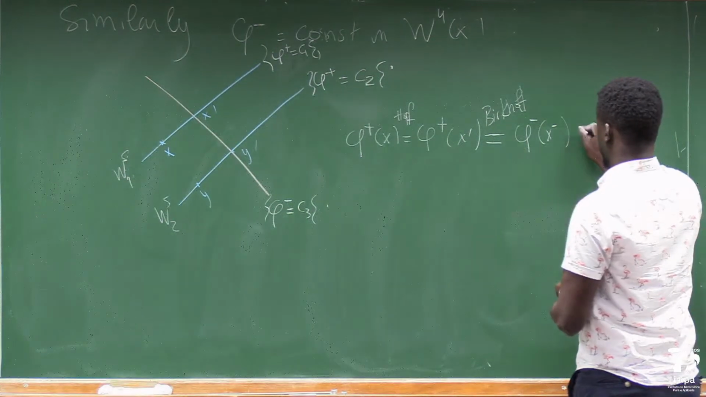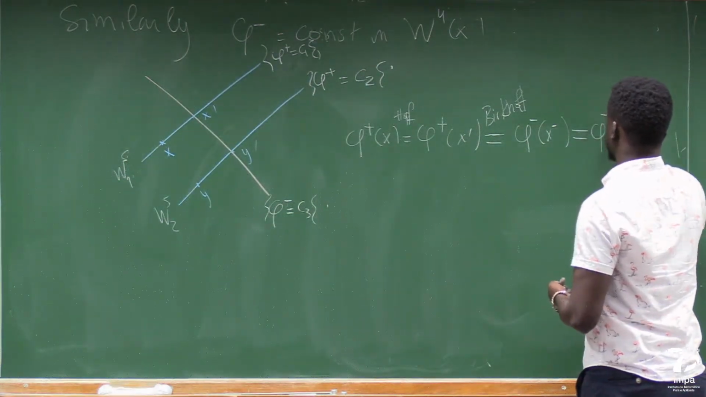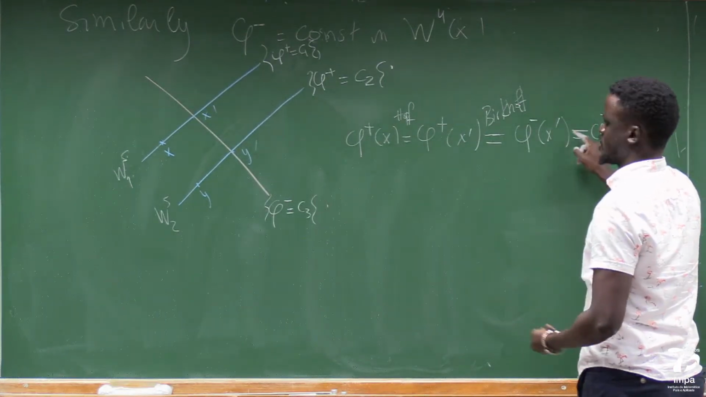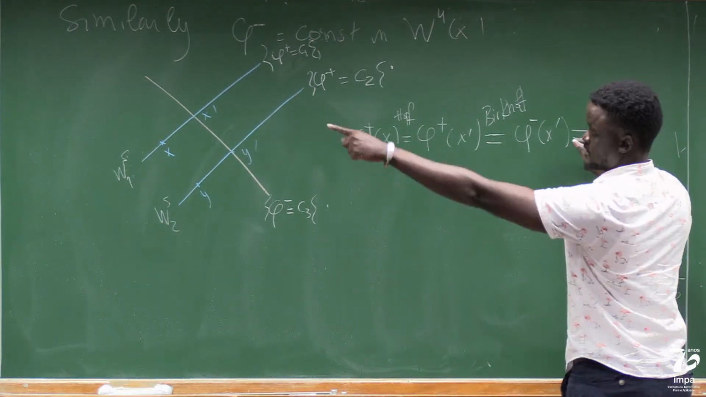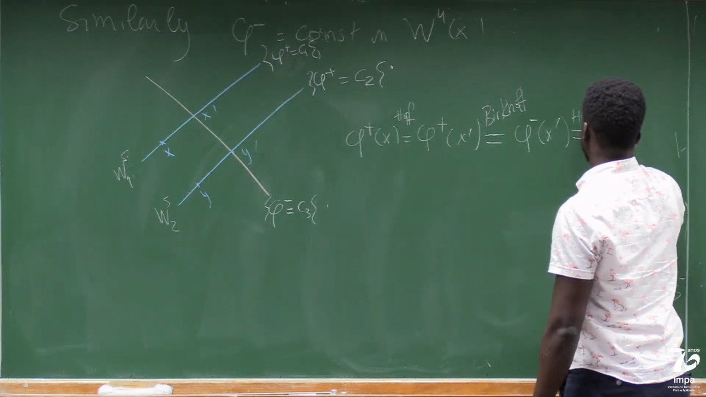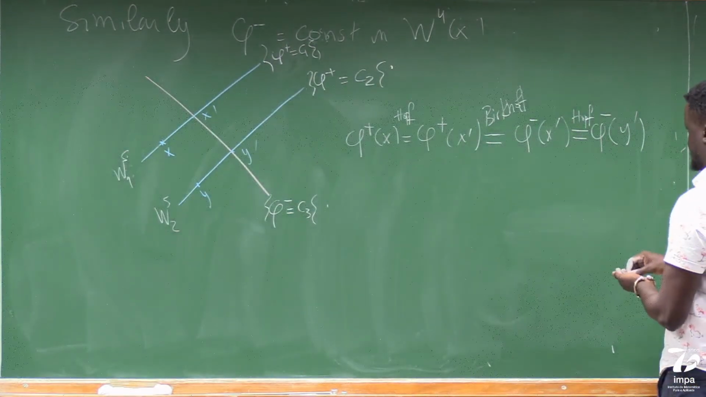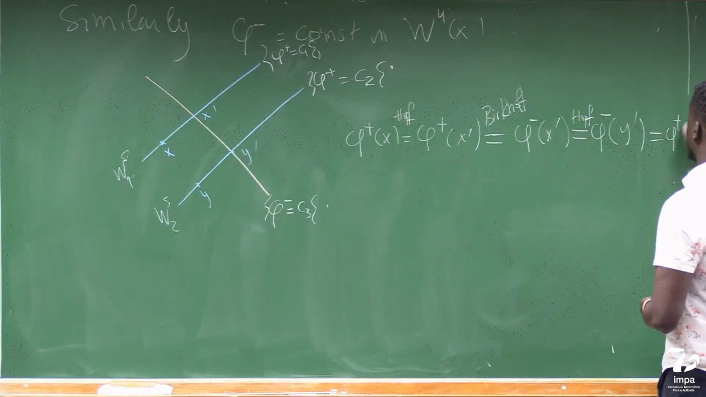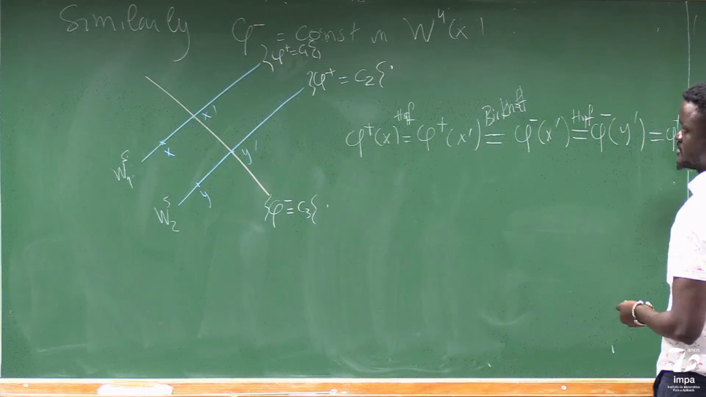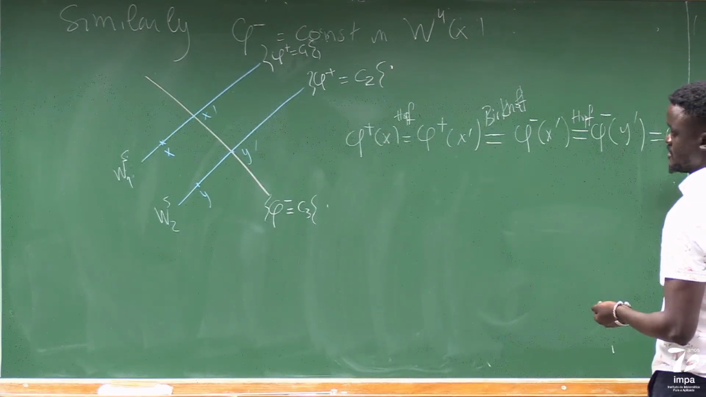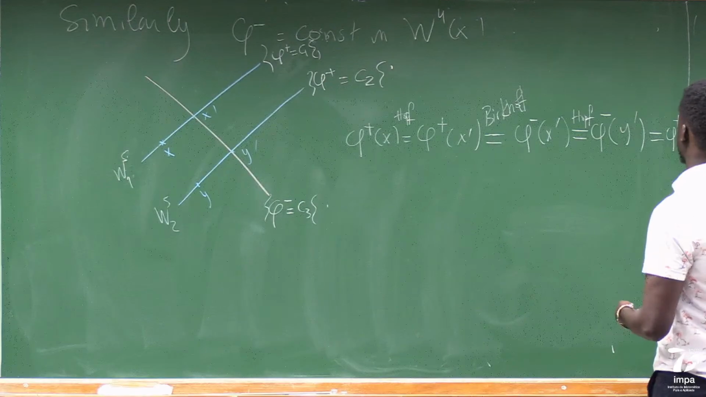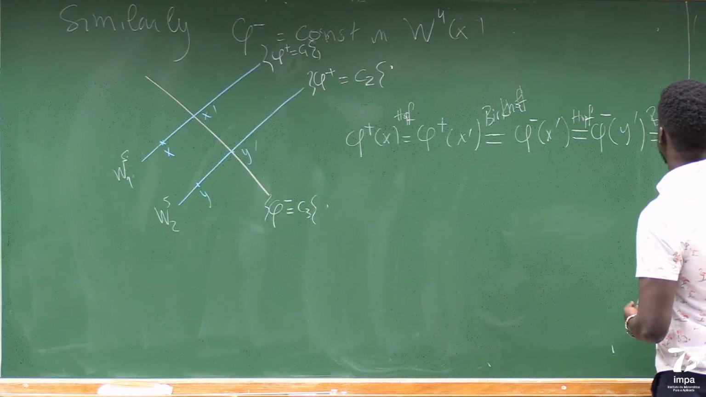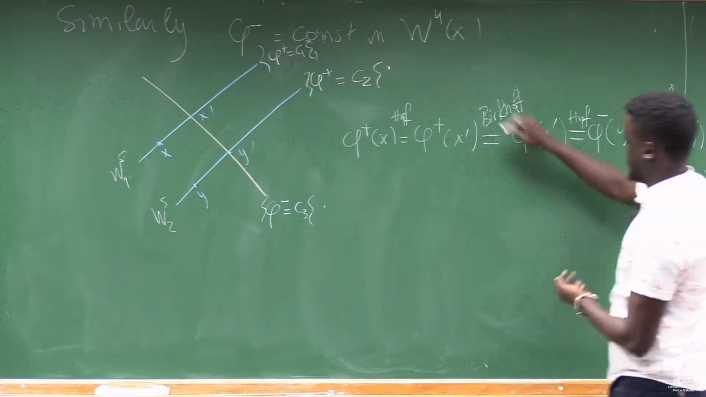This guy is again phi minus of y prime. This is Hopf, that lemma. And this, by Birkhoff, is phi plus at y. This is Birkhoff. So I should explain this better.